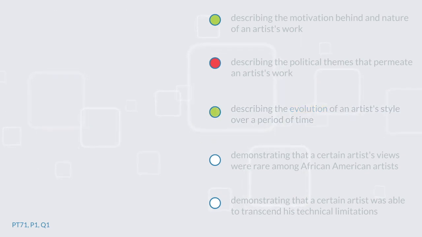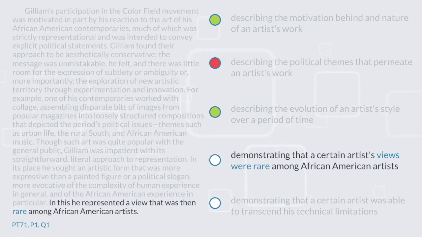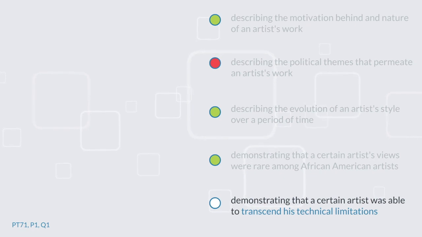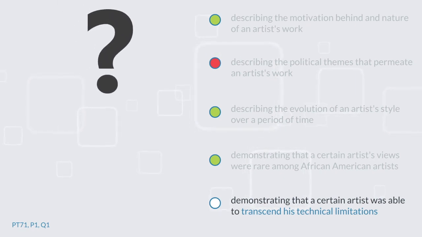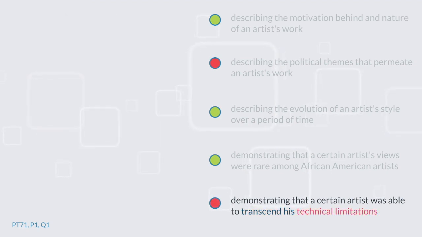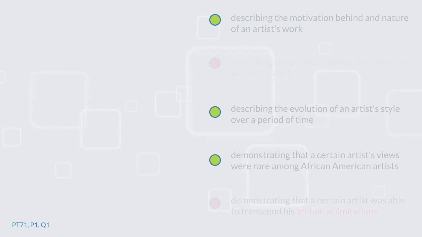The fourth one is saying that we demonstrated that his views were rare. And that last sentence of the second paragraph definitely said that his view was rare among African American artists. Gotta keep that. Not loving having 3 contenders, but that's where we're at. E is saying that we were demonstrating that he was able to transcend his technical limitations. He was technically limited, but he transcended it. So that doesn't match up with anything. Unfortunately, we're down to 3.